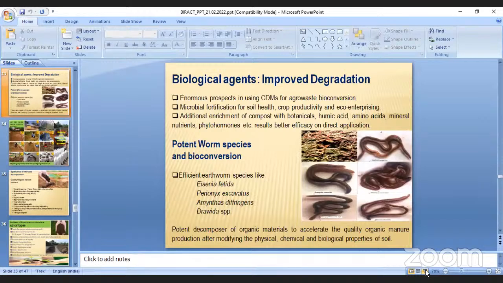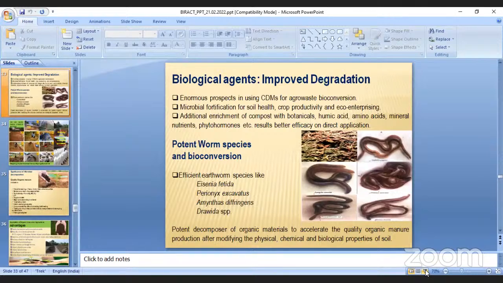So these are your worm species, okay? There are some potent worm species we are working with presently, Eisenia fetida, Perionyx, then Eudrilus, Drawida. These worm species play an important role in fastening the process of this degradation, okay? Earlier, only the worm species were used for the decomposition activity, which you commonly call vermicomposting. Now what is happening? Microbial enriched composting, where we are using a source of microbes, putting microbes to work for biodegradation activities, okay?